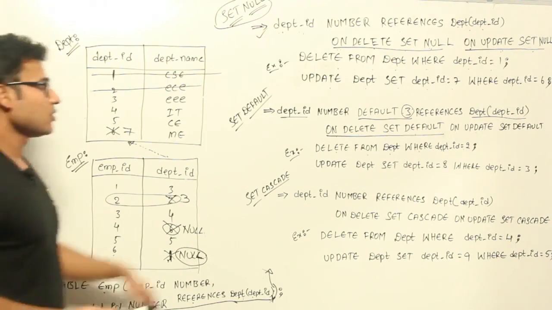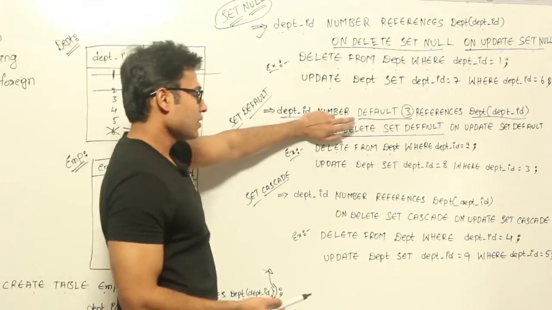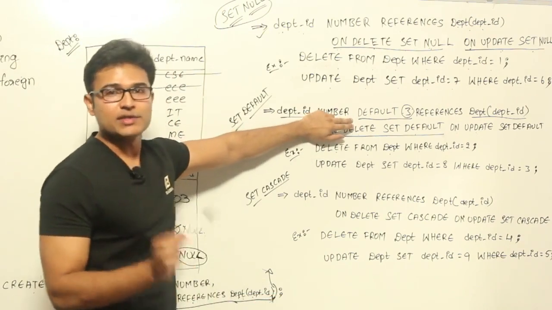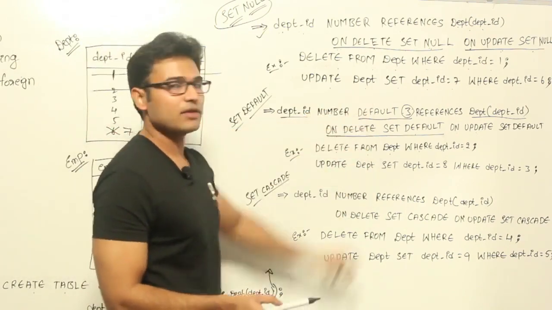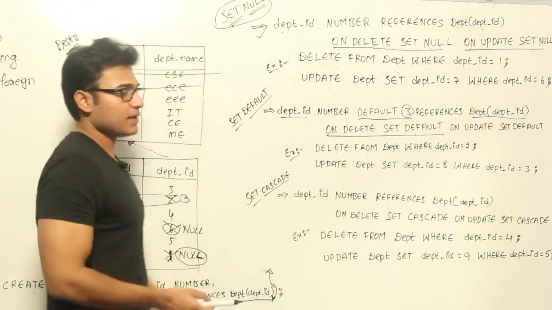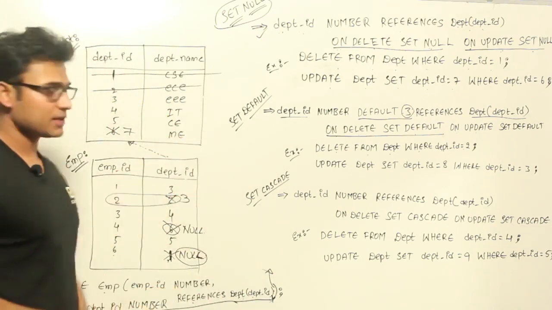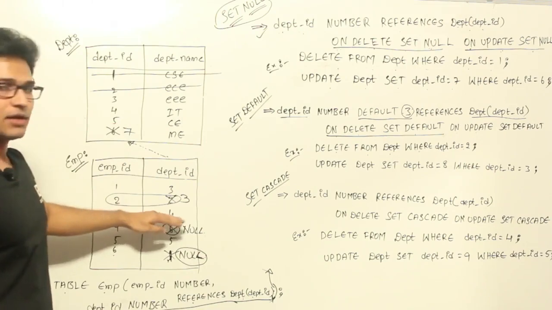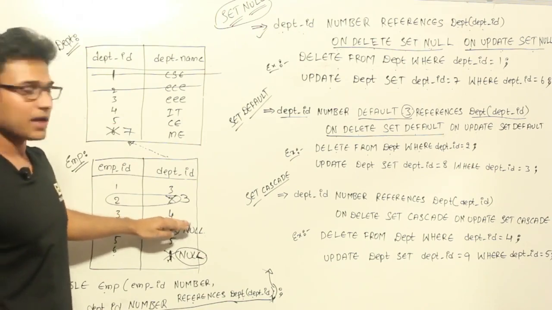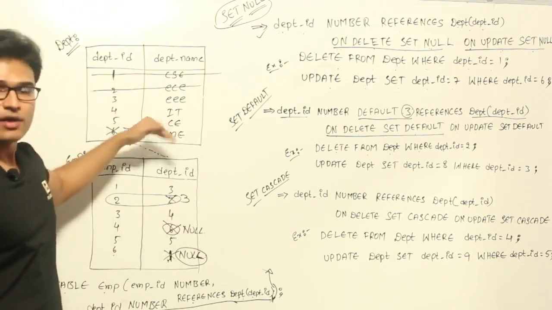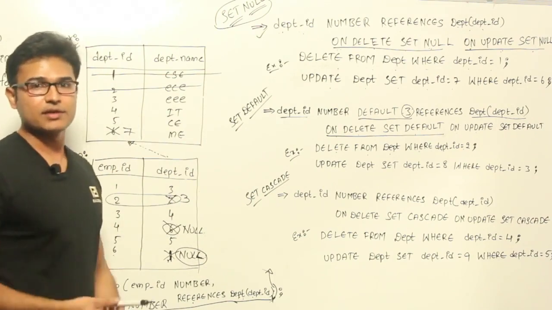Therefore, whenever you are going to use the default value, our database management system should always see that this default value will never be deleted, right? If that is deleted, you will never be able to satisfy the integrity constraint. The reason is, whenever something is deleted, you are going to make it 3, and if 3 itself is not present there, how can you say that referential integrity is maintained?